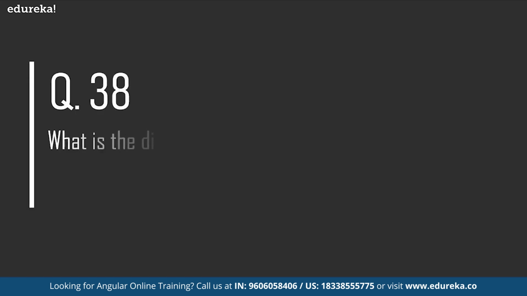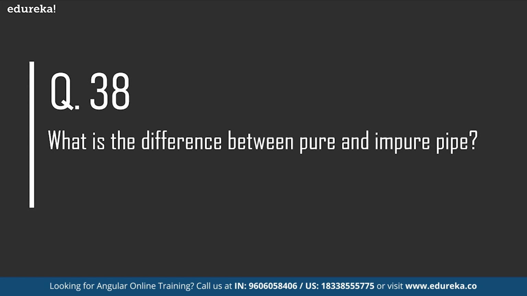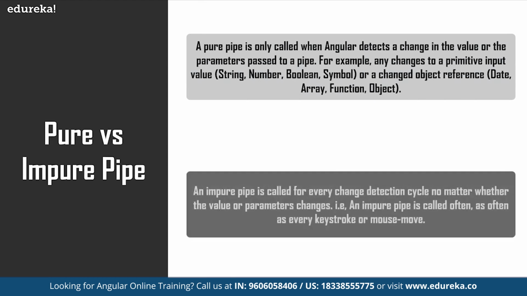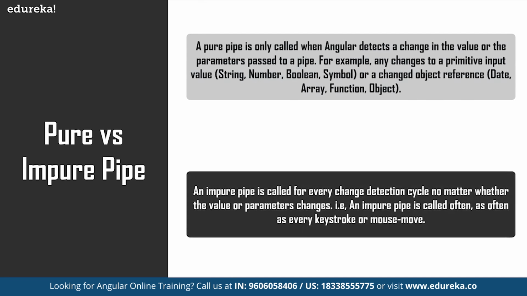Our next question is, what is the difference between pure and impure pipes? A pure pipe is only called when Angular detects a change in the value of the parameters passed to a pipe. For example, any changes to a primitive input value, that is a string, number, boolean, or a symbol, or a changed object reference. And an impure pipe is called for every change detection cycle, no matter whether the value of the parameter changes. That is, an impure pipe is called often, as often as every keystroke or mouse move.